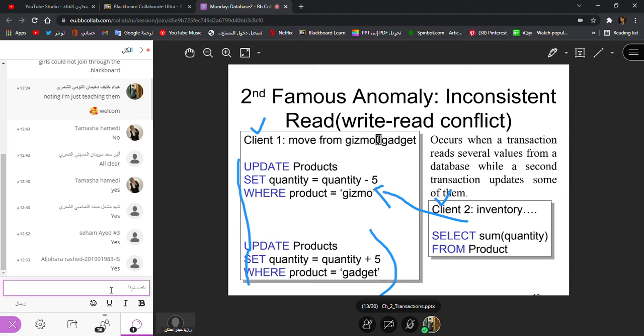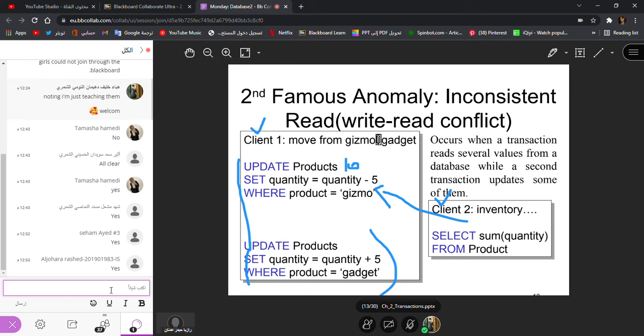Now let's see here what they are saying. Update the product table and set the quantity. This is the sum column, quantity minus 5. Whatever the value of quantity, for example 10, where the product name is Gizmo. There is a table product and there are columns: product name, quantity, ID. So they are saying go to the product where the name is Gizmo and change the column quantity by minusing 5.